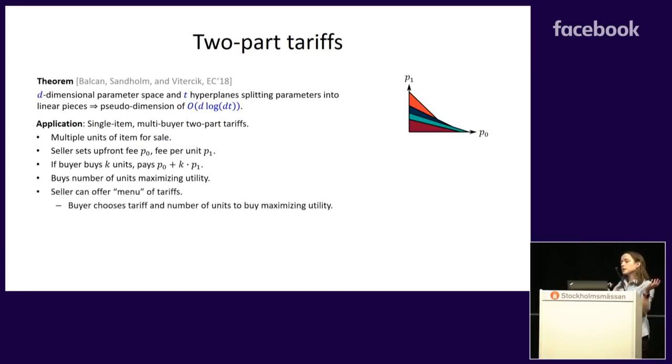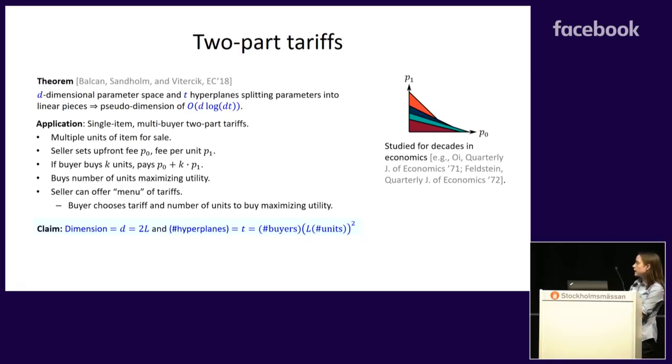And again, just like with lotteries, the seller can possibly get more revenue if they offer a menu of lotteries, or a menu of tariffs. So he's going to offer many different tariffs that the buyer can choose from, and the buyer is going to choose the tariff and the number of units that maximizes his utility. So a different tariff corresponds to different choices of the upfront fee and the fee per unit. These have been studied for decades in economics.